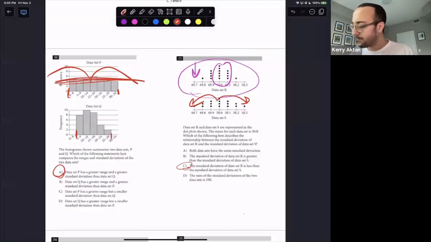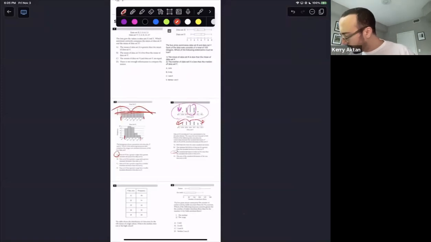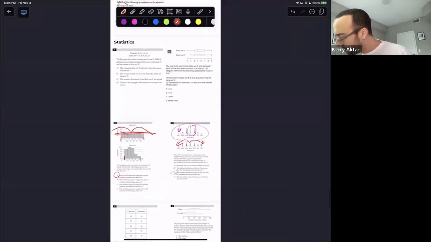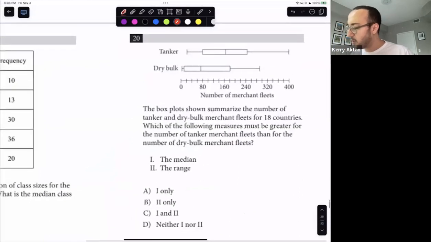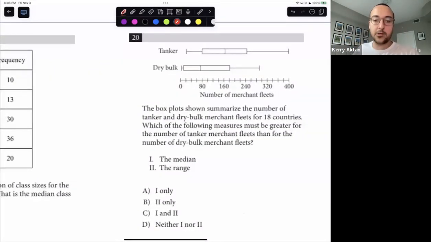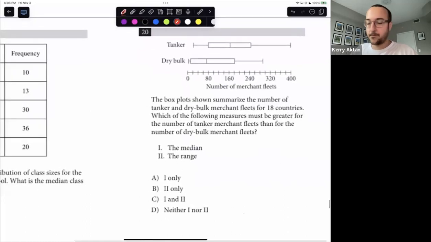It's A. Beautiful. Let's come over here, I want to do box and whisker plot just because it can show up. Take a second to look at number 20. I'm going to work the next ones out with you, so if you want to just listen along, please do. If you want, just mute me and work through it.